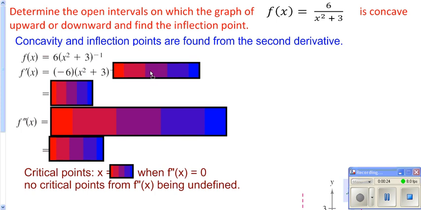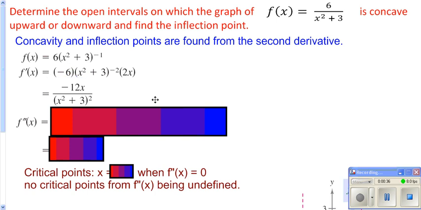Then all you really have to do is just do your power rule with the chain rule. You could use a product rule here, or you could use a quotient rule on the original, but it's easier this way. We end up then with our first derivative being a negative 12x over your denominator squared.